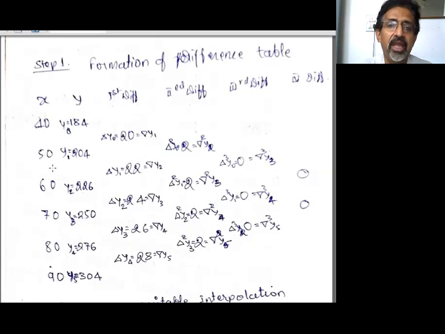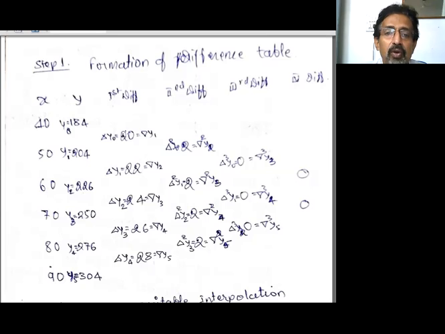Now I write the first order difference, that is y1 minus y0. That will be my first order difference. So 204 minus 184 is 20. 226 minus 204 is 22. 250 minus 226 is 24. 276 minus 250 is 26. 304 minus 276 is 28.